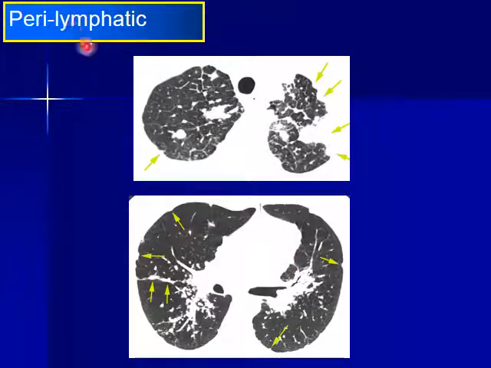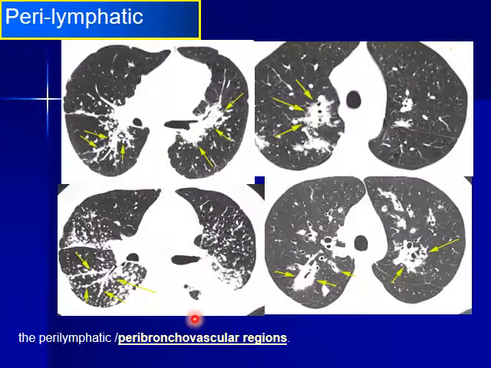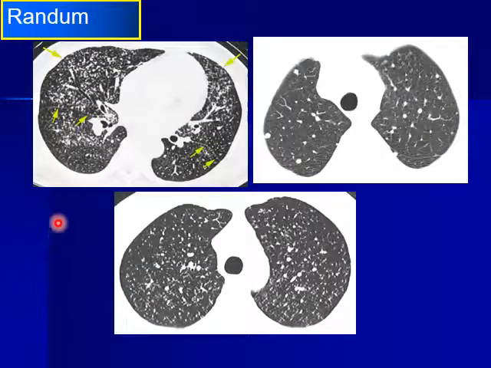First, I want to apply this to actual images. As you see, these are perilymphatic nodules. This is again different loads and shapes of perilymphatic nodules. These are random nodules. Okay, can be heavy like this, few like this, and so on.